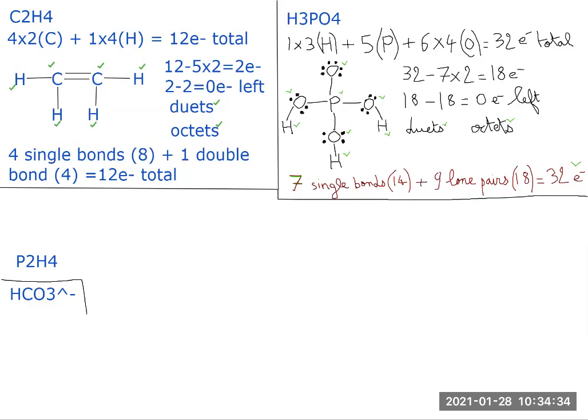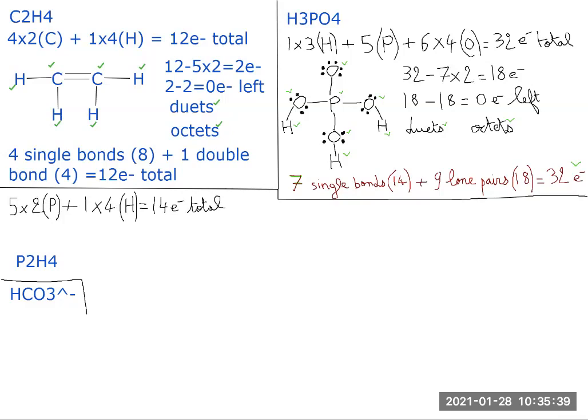So P2H4, again, the 2 should be a subscript for P and the 4 is a subscript for H. So we have 2 phosphorus, 4 hydrogens. We already know how many valence electrons they each have because we did H3PO4. So let's count the electrons here. We have 5 electrons from the phosphorus, and there is 2 of them. Plus 1 electron per hydrogen, and there is 4 hydrogens. So 2 times 5 is 10, plus 4 is 14 electrons in total. So that's the number of electrons we need to distribute.